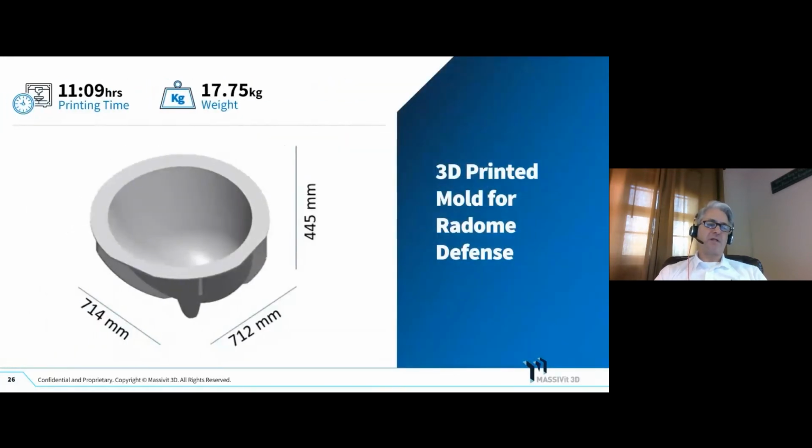This part took about 11 hours to print, weighs about 17.75 kilograms, and you can see the size right there. And the ribs on the side are to help the mold stand up. They're also strengthening ribs for the mold.